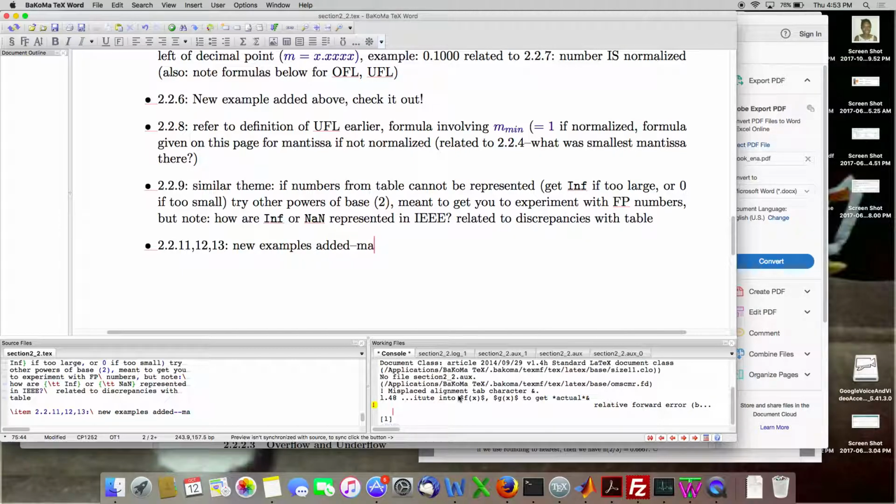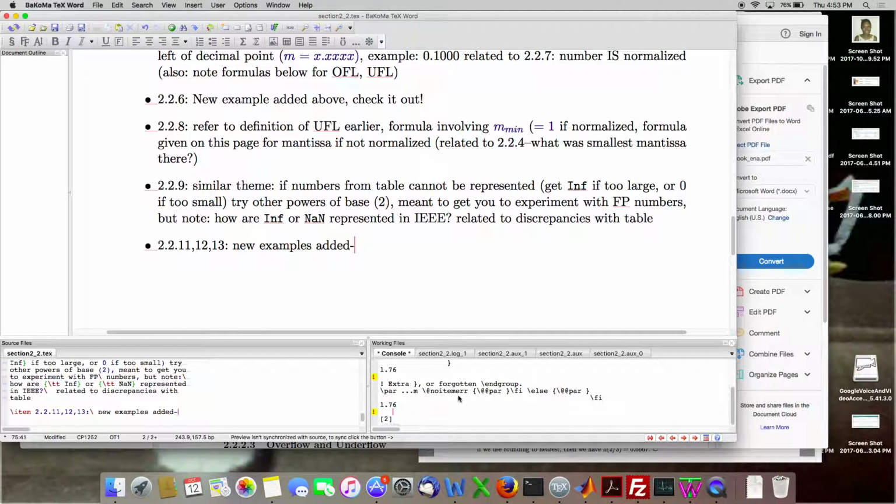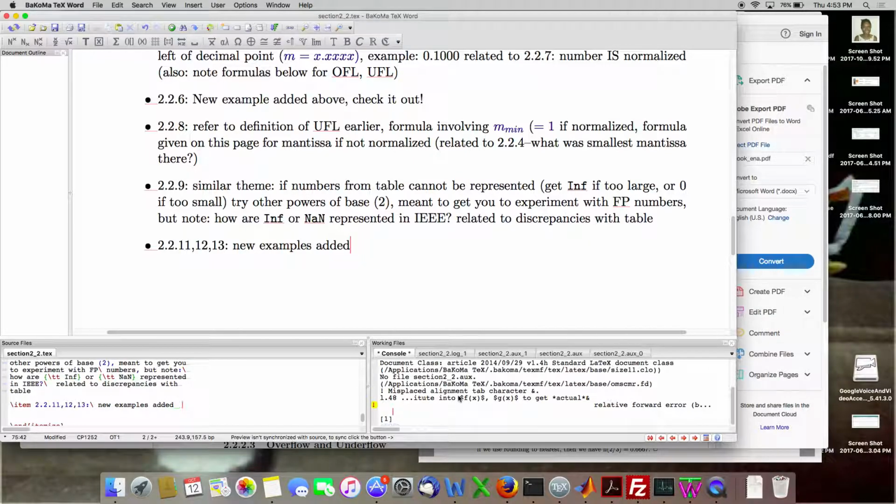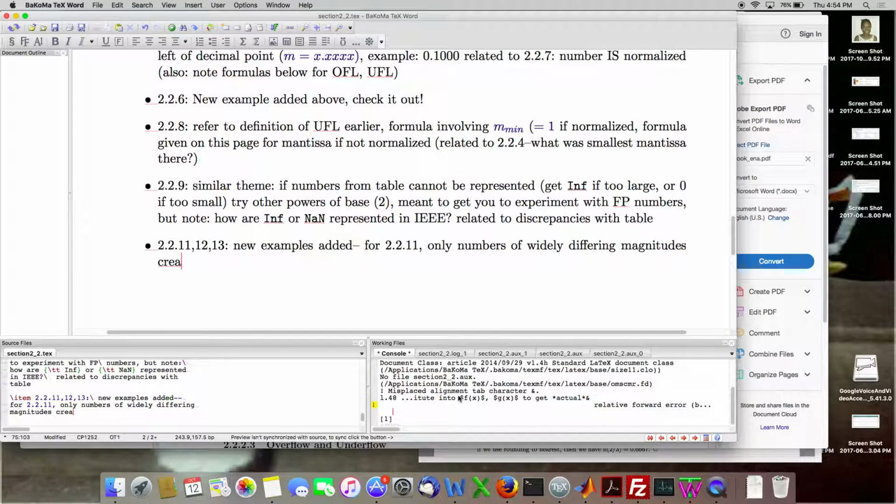But for 2.2.11, dang it. I don't know why. I did not ask for a subscript. Stop that. Only numbers of widely differing magnitudes create an issue. Numbers of a similar magnitude are not. You're not going to notice any issue with the loss of precision there.